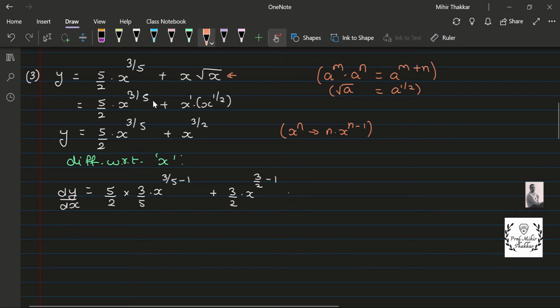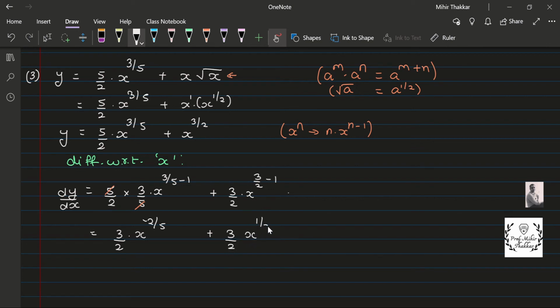So you can see that I can cancel off this 5 and 5 over here. So I get the value as 3 upon 2. 3 by 5 minus 1, we'll need an LCM to simplify this, which will become minus 2 by 5, plus 3 by 2 x raised to 1 by 2. Finally, in order to simplify, I can take 3 by 2 common from both the terms. That is one thing that we will do. Second, the power is negative.